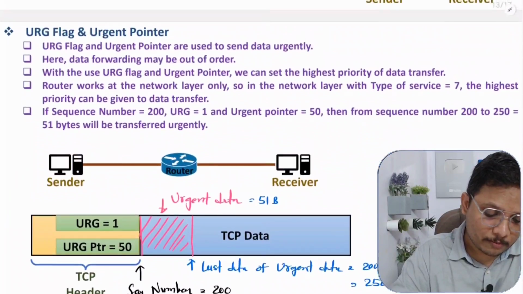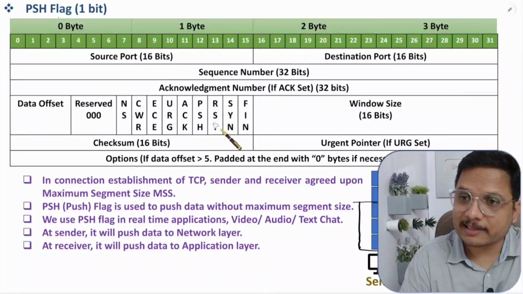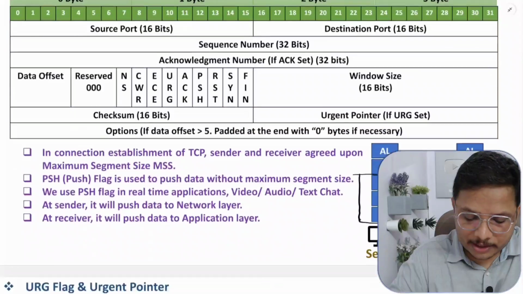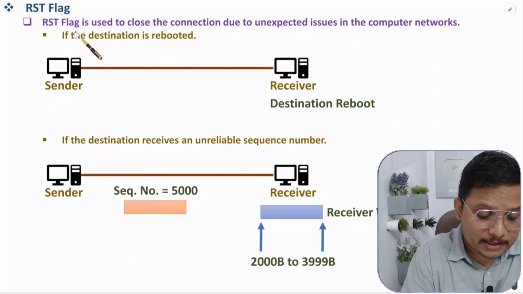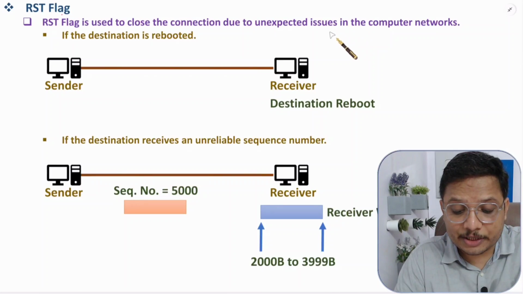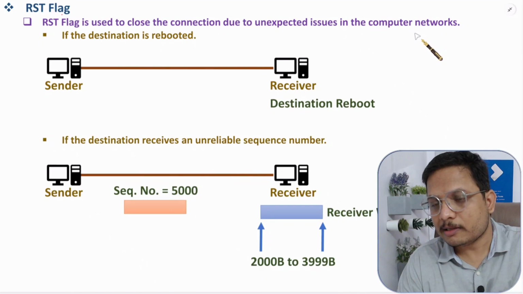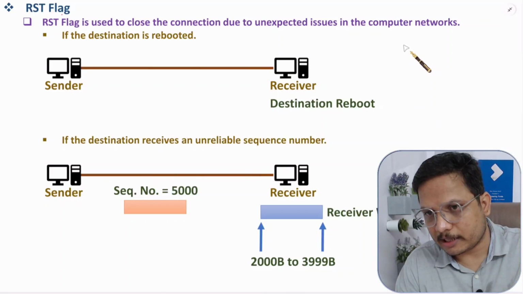Now the next flag, that is the RST flag. If you observe here in the TCP segment header, the RST flag is available over here. Now what is the use of the RST flag? See, the RST flag is used to close the connection due to unexpected issues in the computer network.